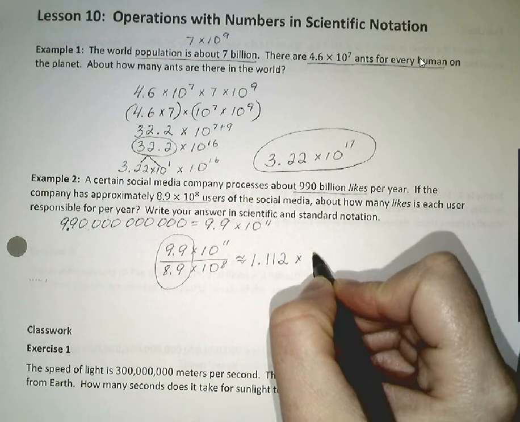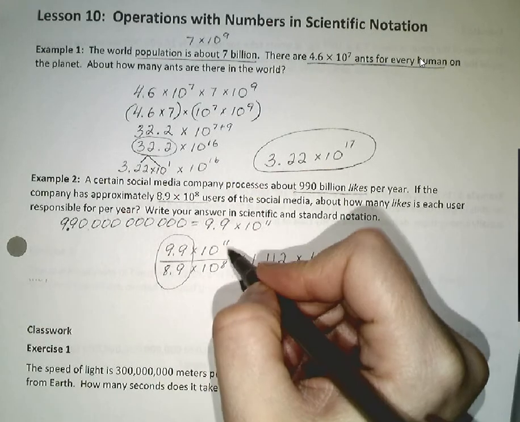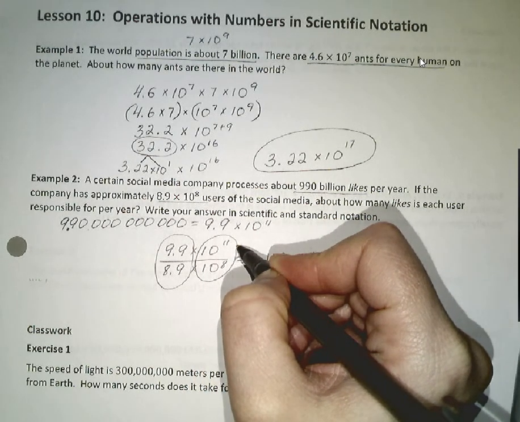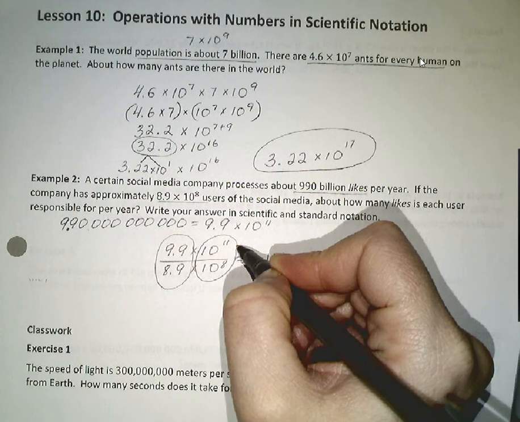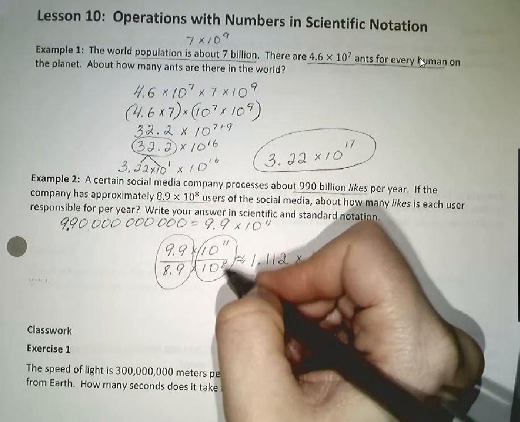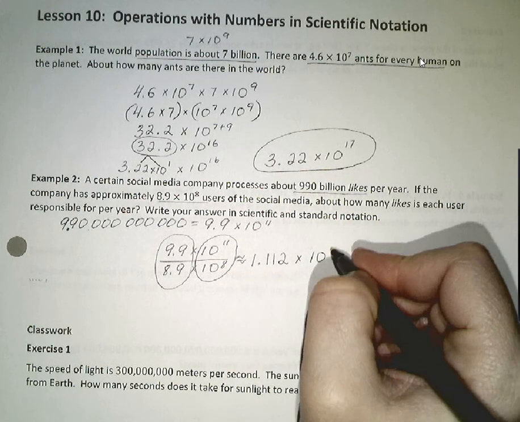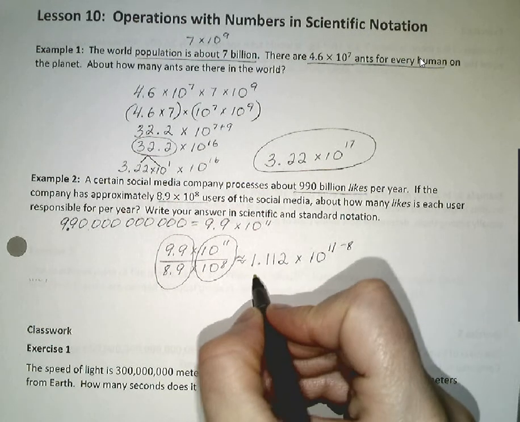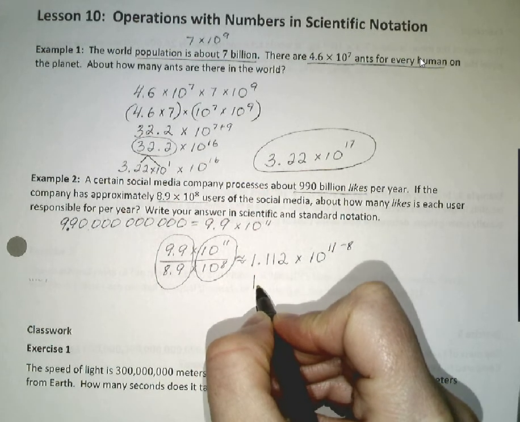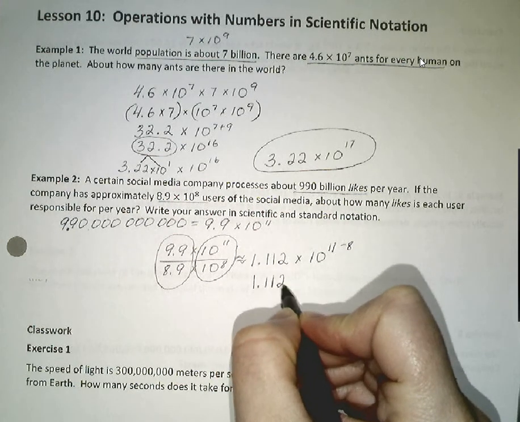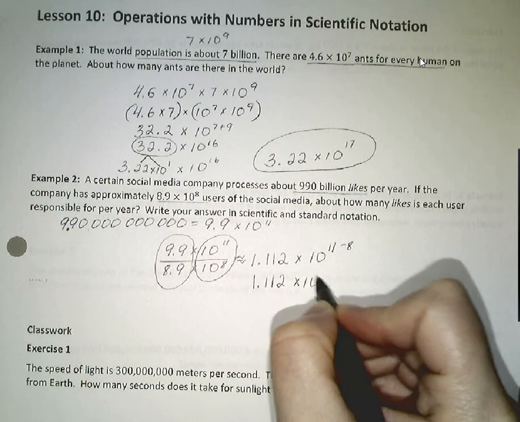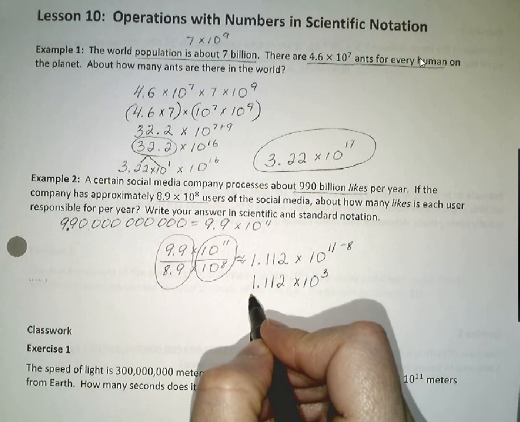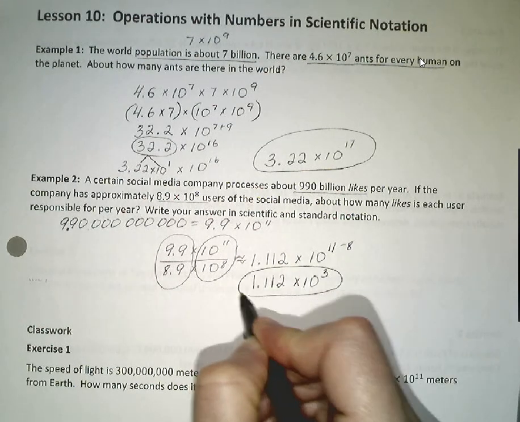Times 10. And now looking at this part. This is a division problem where I'm dividing the same base with different exponents. What do I do with the exponents when it's a division problem? I subtract them. I have 11 minus 8. So my answer is going to be 1.112 times 10 to the third. That's my answer written in scientific notation.